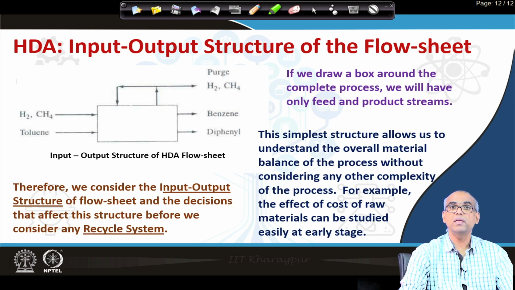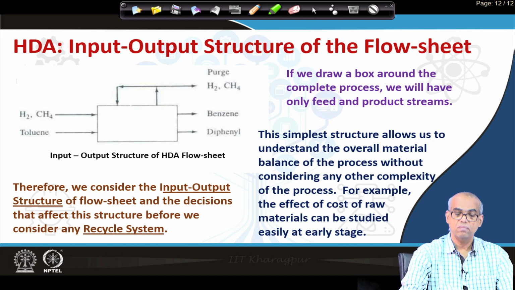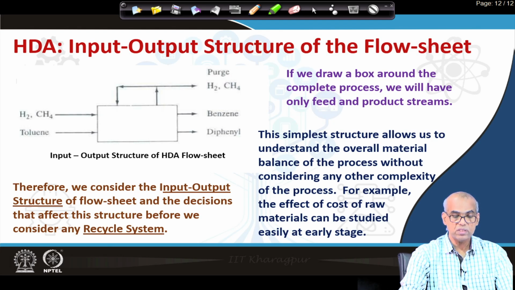If the reactant's cost is more, then there is no point in going further. So, we can consider the input output structure of the flow sheet and the decisions that affect the structure before we consider any further details. The next immediate detail was the recycle stream. So, before the recycle stream, we must consider the input output structure.